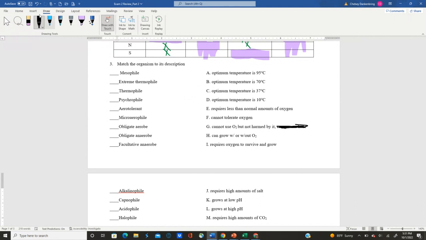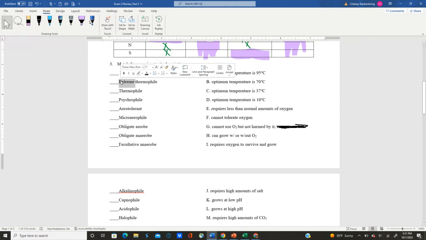Oh, sorry, y'all. We also changed books. So this extreme thermophile is a hyperthermophile. They're the same thing, just some books prefer one term over the other.